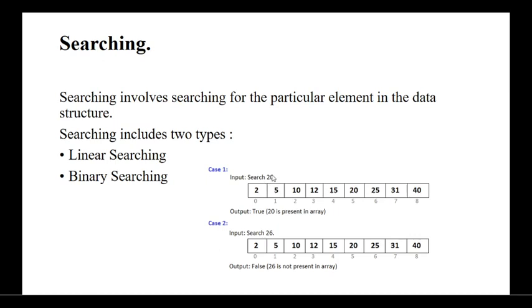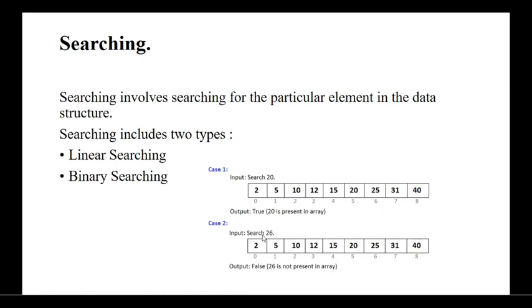So how will it be performed? In linear search, it will start comparing from the first element: 2, no, this is not the element we need to search. 5, no. 10, no, this is not the element. 12, no, this is not the element. 15, no. 20. So our searching element is 20 and here we have the element 20 in the array. So our searching element is identified. Okay, successfully we searched an element. So here the output will be true, or the search is successful, or we got the element which we wanted. So 20 is identified in the array or the data structure.